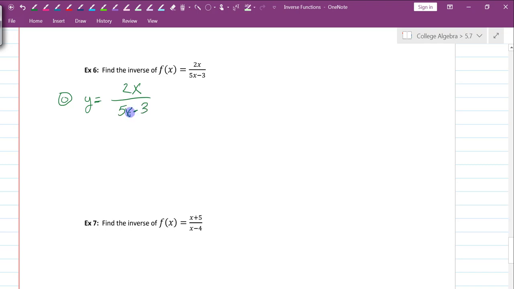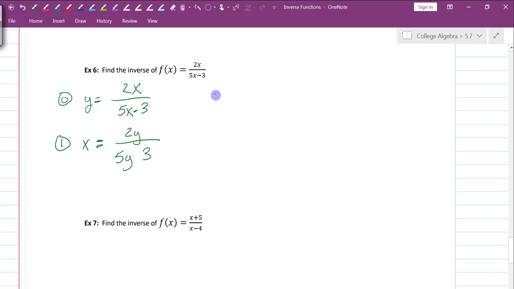Okay. Step number 1. We're going to swap out our x's and y's. So I end up with x is equal to 2y divided by 5y minus 3.